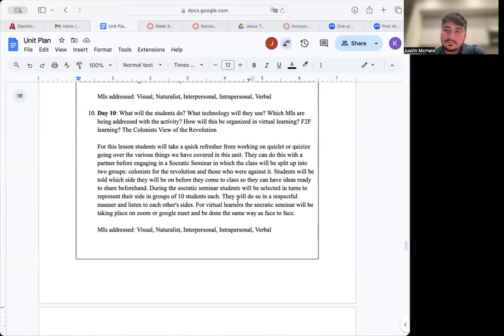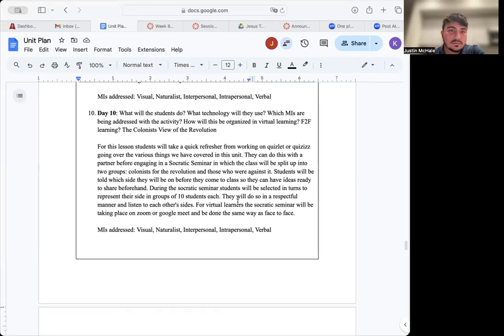For this one, we're going to have a quick refresher before we go into our Socratic seminar, so they can use Quizlet or quizzes. They'll be notified the day prior for our colonist view of the revolution, because people will be split up into 2 groups. It will be people who were in favor of the revolution and colonists who were not in favor of the revolution. So they'll be able to learn about ideas that they'll come up with beforehand, so that when they're in class, they can discuss it.